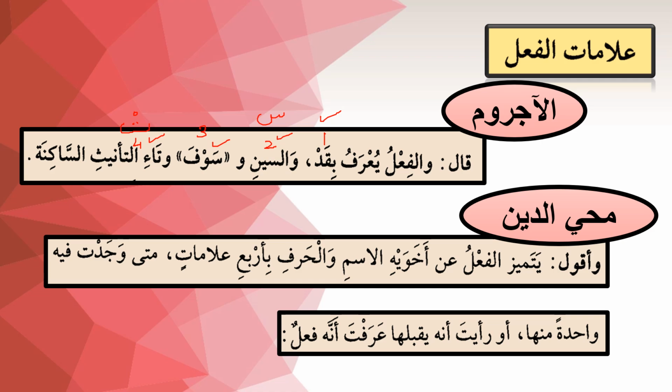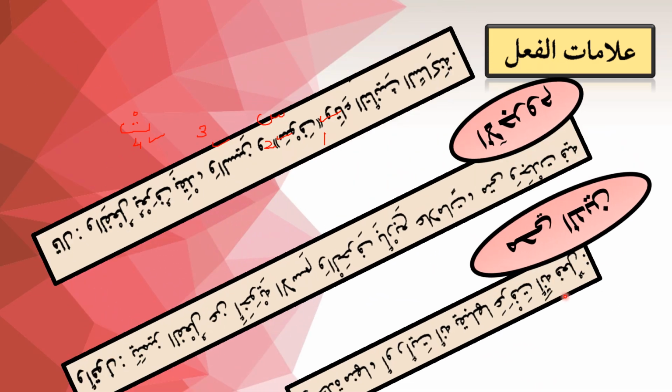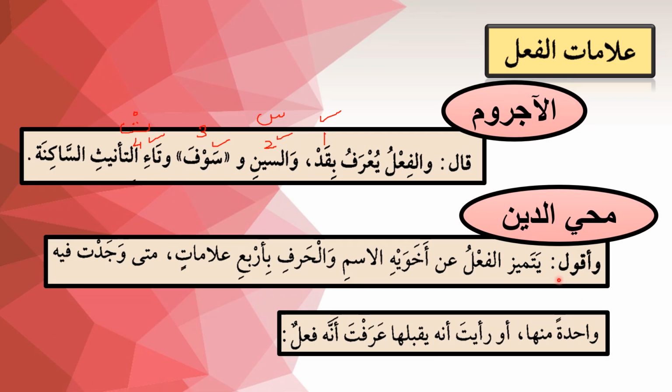Now, what does Mahi ad-Din say? Mahi ad-Din says, وأقول, he says about himself, يتميز الفعل, means you clarify a fail عن أخويه, from its brothers. That is, as you know, the whole grammar consists of the ism, fail, and harf. So we have 3 things here. So fail is distinguished from the other 2 things, that is the ism and harf. How do you recognize the verb other than the ism and harf?